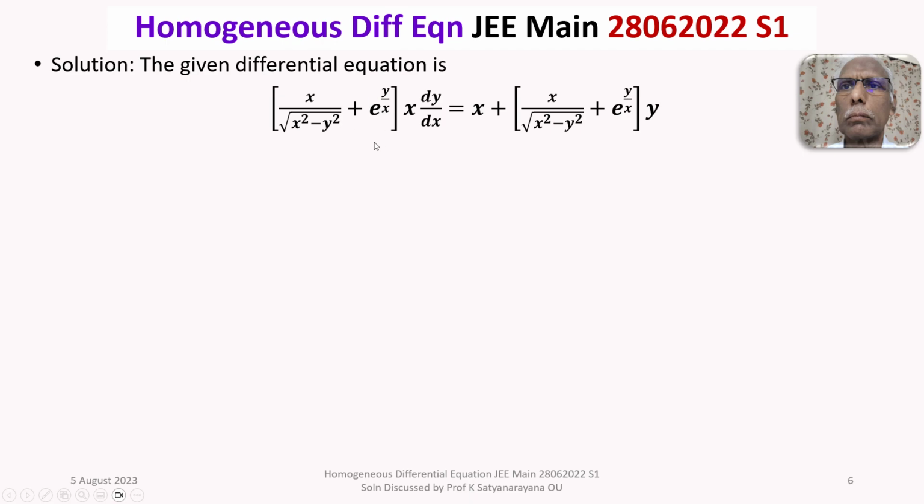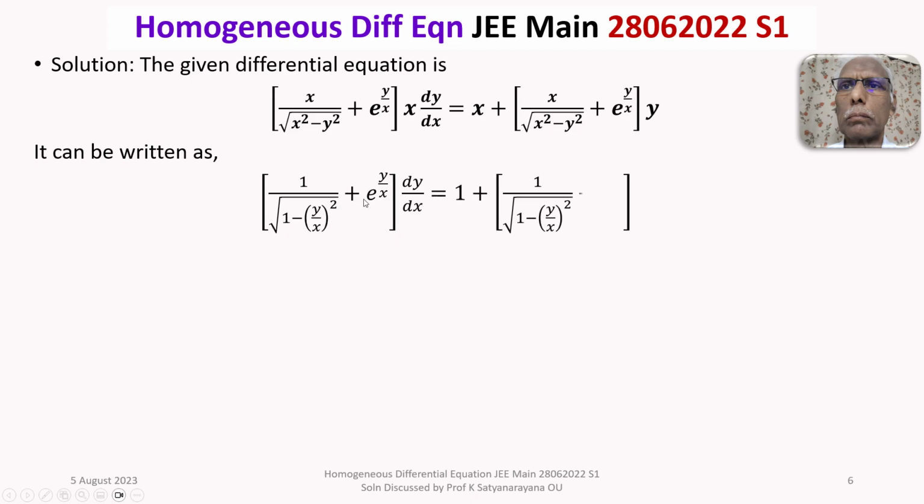So the first one can be written as in brackets 1 by under the square root of 1 minus (y by x) whole square plus e to the power of y by x, into x dy by dx, equals x plus this also written like this. Then we divide throughout by x. So if you divide throughout by x, this will be 1 here, x by x is 1, and y by x, it will be y by x.